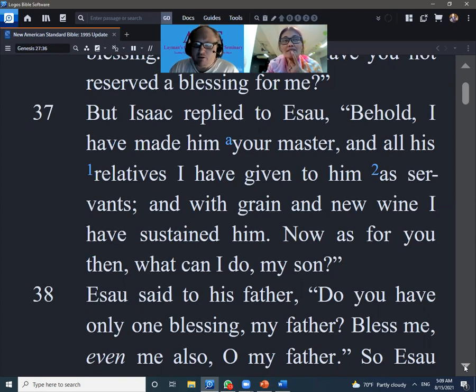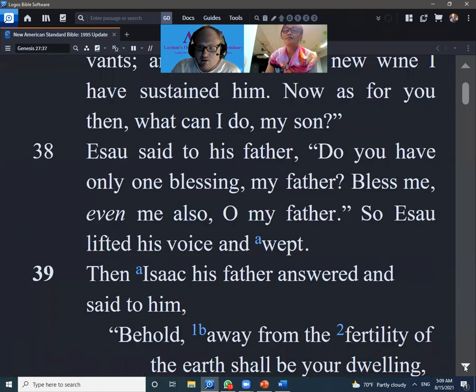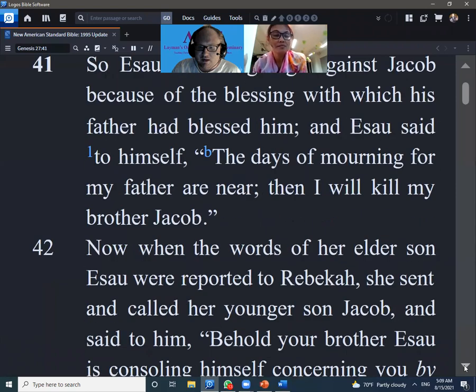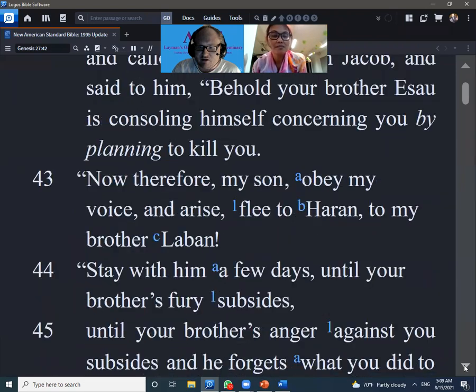Now, it's possible that Rebecca was manipulating things because she knew the prophecy, so she treated Jacob differently than Esau. That's a possibility, and she was trying to manipulate. All right. So then he gets the blessing and the conflict and all that.